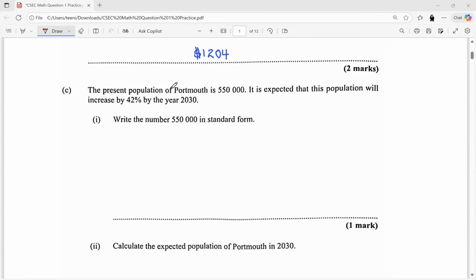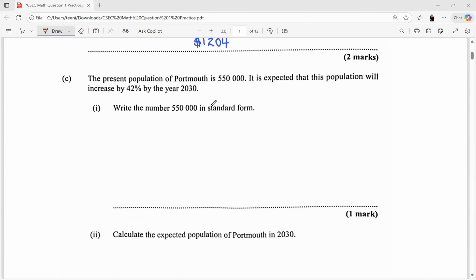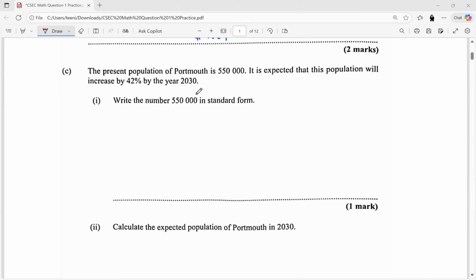Right. The present population of Portsmouth is 550,000. It is expected that this population will increase by 42% by the year 2030. Write the number 550,000 in standard form.